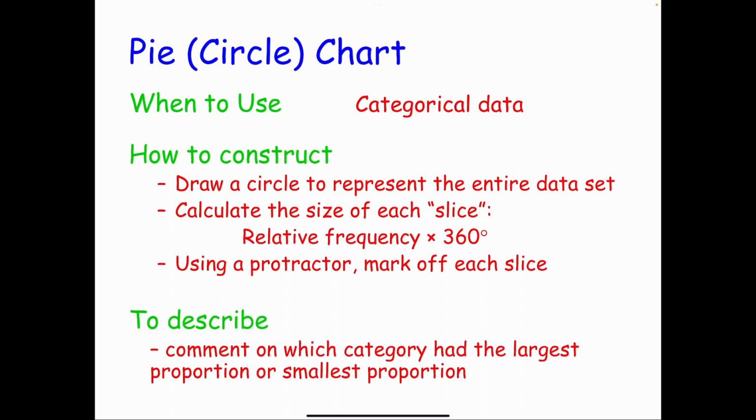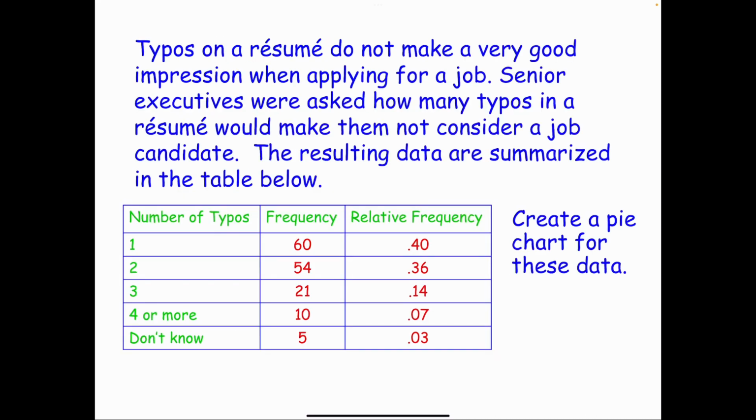So we need to use labels or comments to describe each slice. Here we have an example of another review. They asked senior executives of companies how many mistakes in someone's resume would make them not consider a job candidate. And here we have the result.